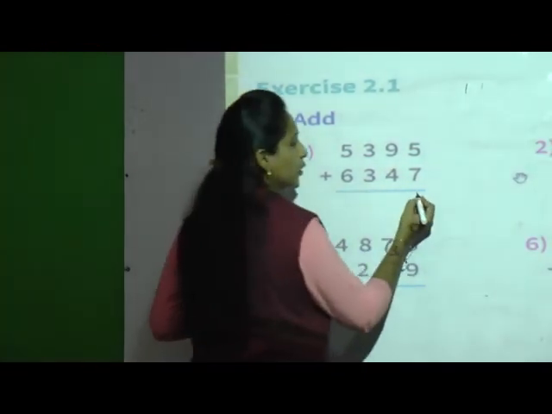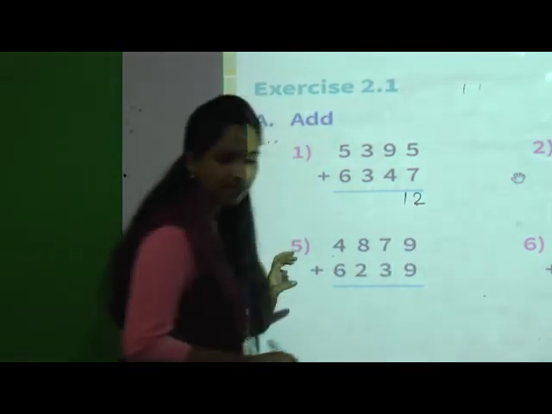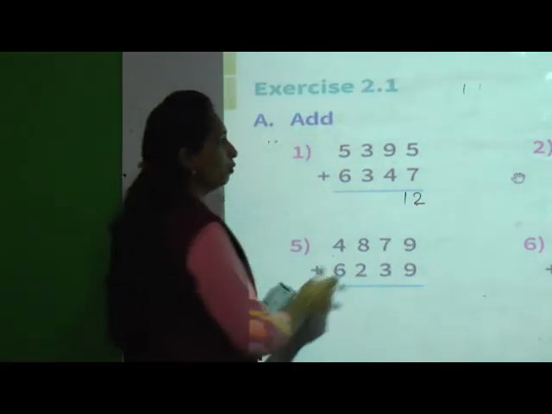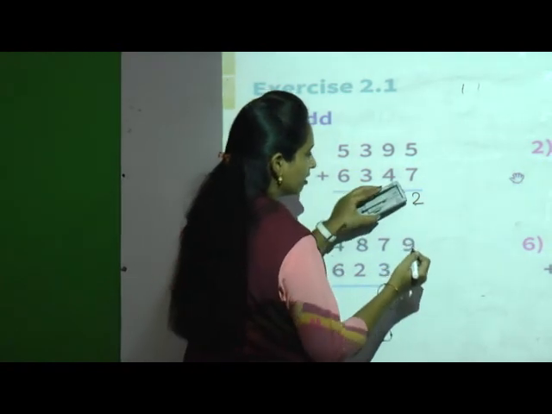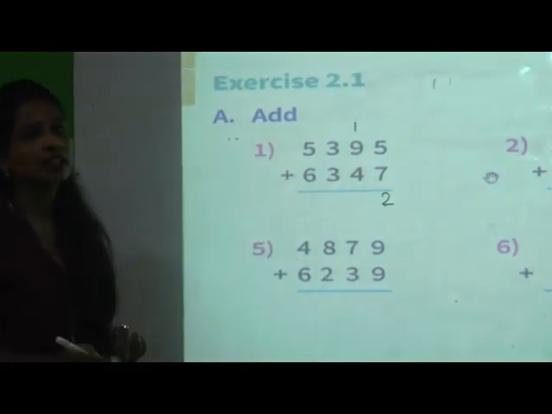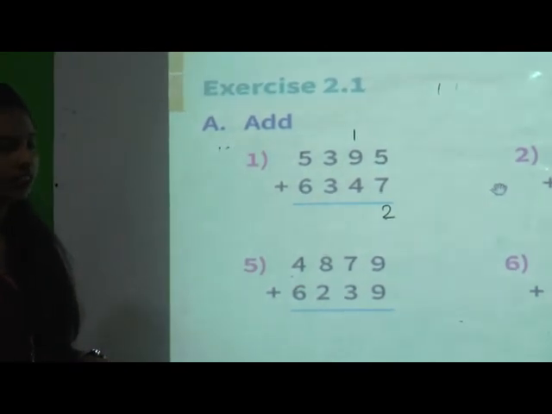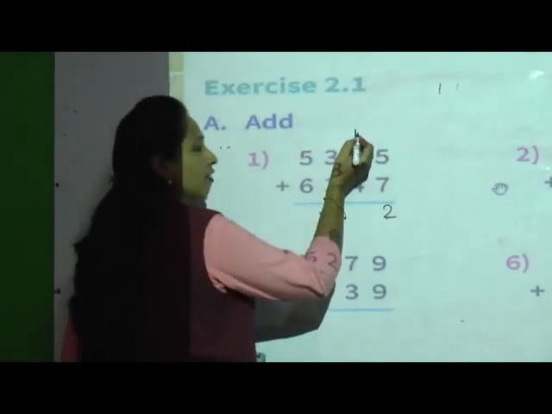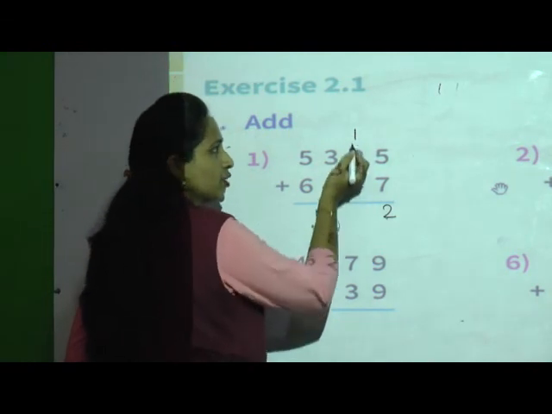5 plus 7 is 12. So 12, how will we write 12? 2 we will write on the ones place and this 1 we will carry to the tens place. Got it? Now next. Now we have to add these 3 numbers with the carry also.